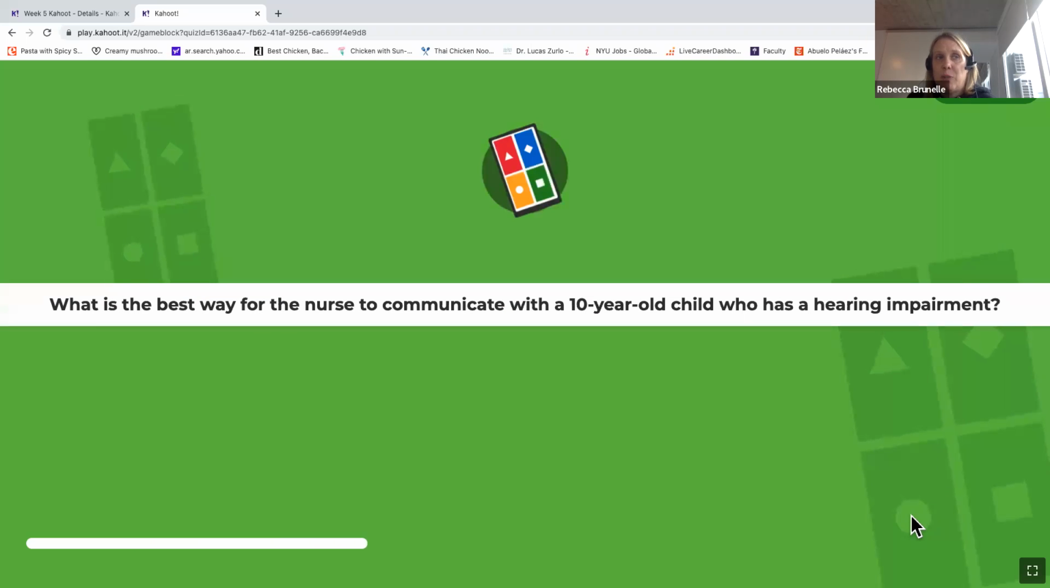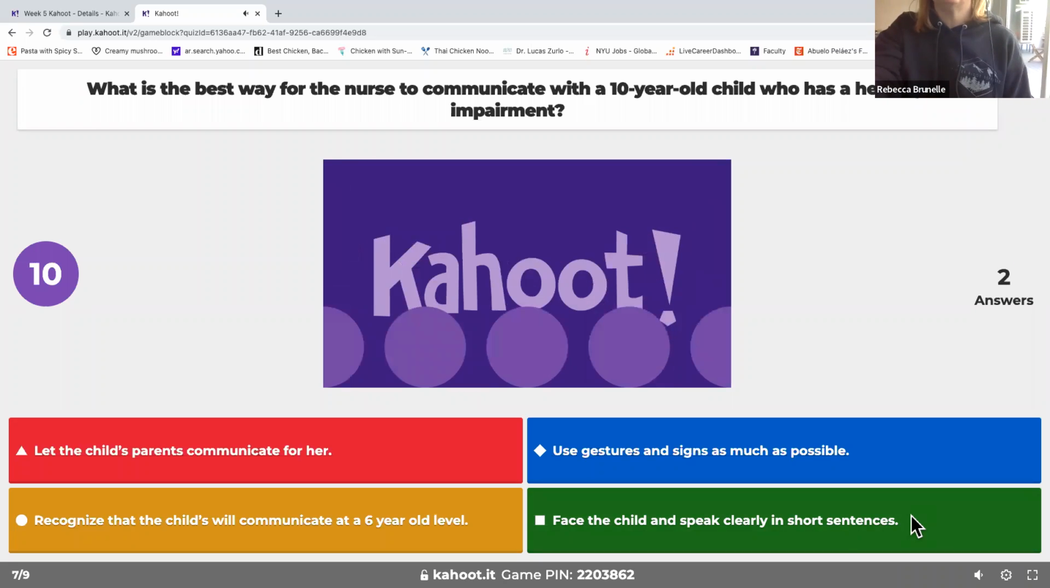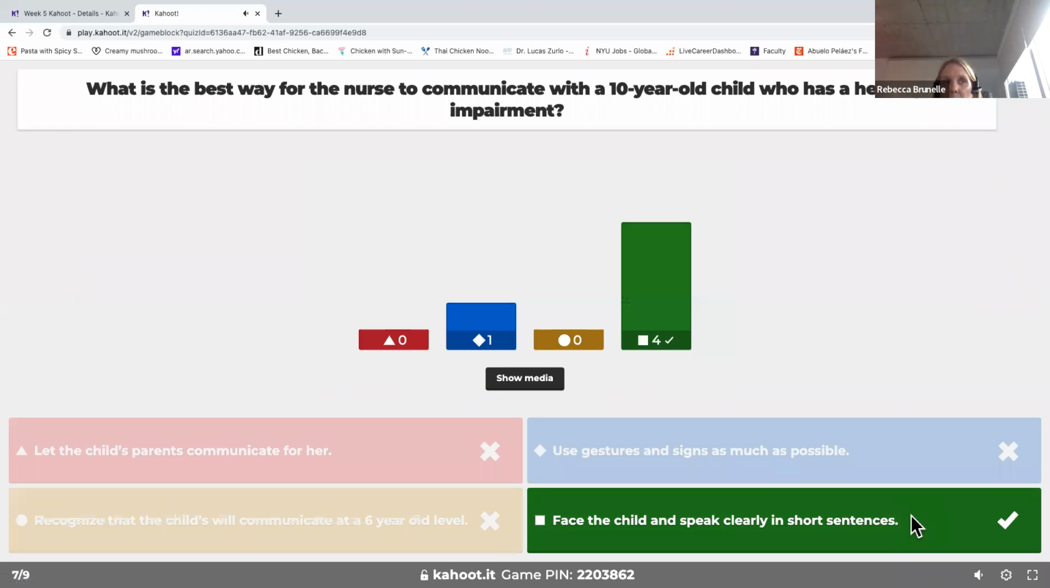What is the best way for a nurse to communicate with a 10-year-old who has a hearing impairment? Let the child's parents communicate for her; recognize the child will communicate at a 6-year-old level; use gestures and signs as much as possible; or face the child and speak in clear, short sentences. Right. So good job. You want to look at them and make sure that they can read your mouth. Sorry, I moved my computer screen. You couldn't see me.